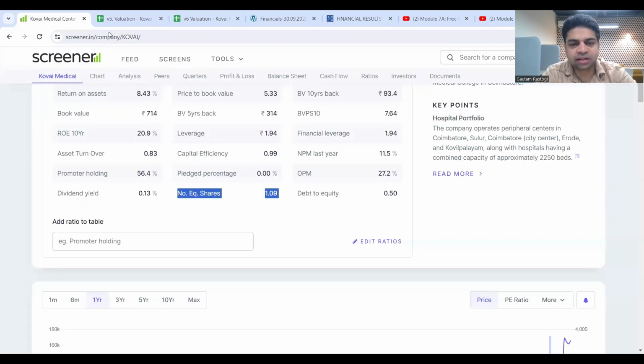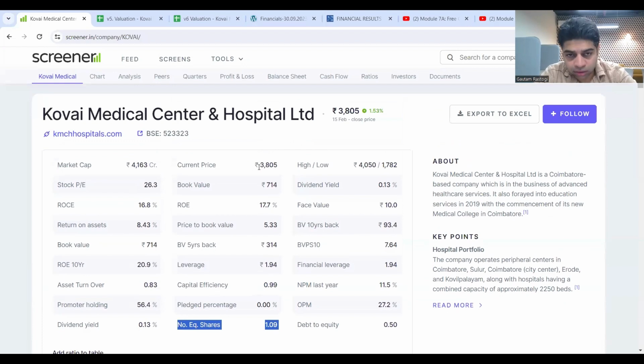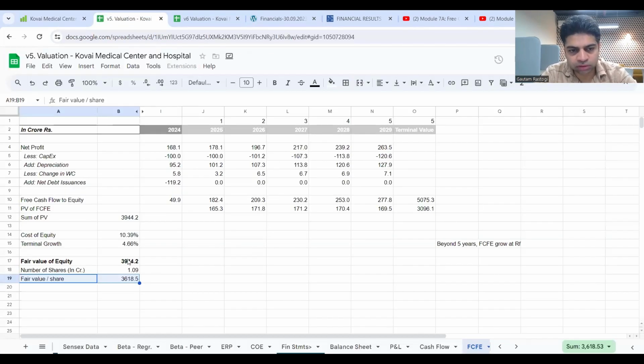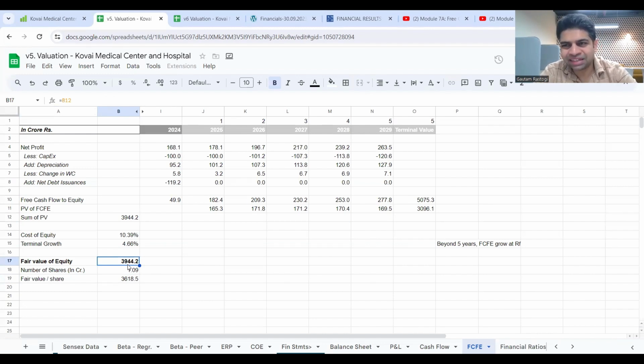Let's see how much this is trading at. The share price right now is trading at 3,800. So it's just slightly overvalued based on our estimates. The business is 4,100 something. As per our estimates, the value of equity for this business is almost 4,000. So basically it's very reasonably valued right now, perhaps just slightly overvalued as per our estimates. I would say it's reasonably valued.